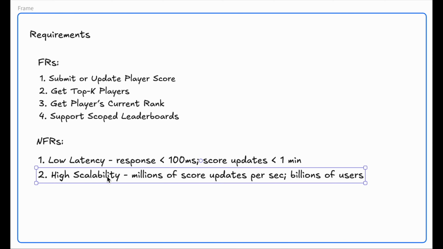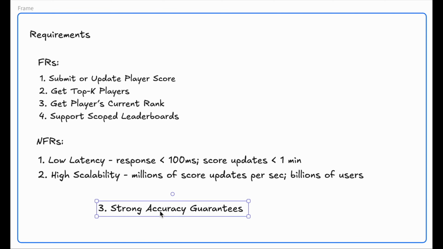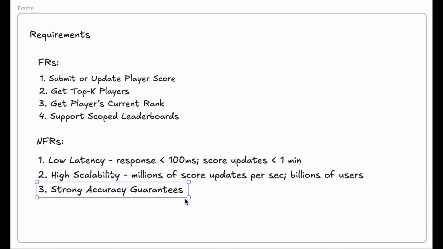2. High scalability. The architecture should support millions of score updates per second, particularly during peak events or global tournaments, and billions of total players or entries across game modes, regions, and time windows. 3. Strong accuracy guarantees. Rankings must be exact and consistent, ensuring players see accurate positions and rankings across all views. Approximate methods may be considered for specific trade-offs, but exactness is the default expectation.